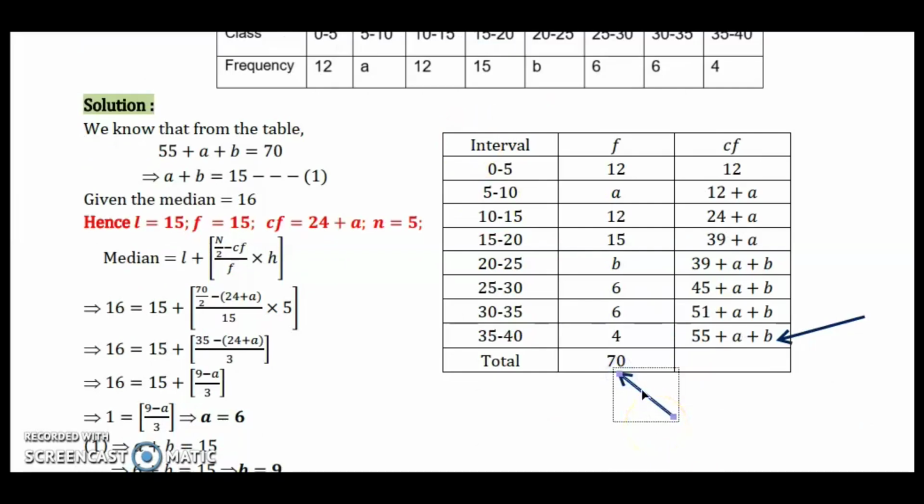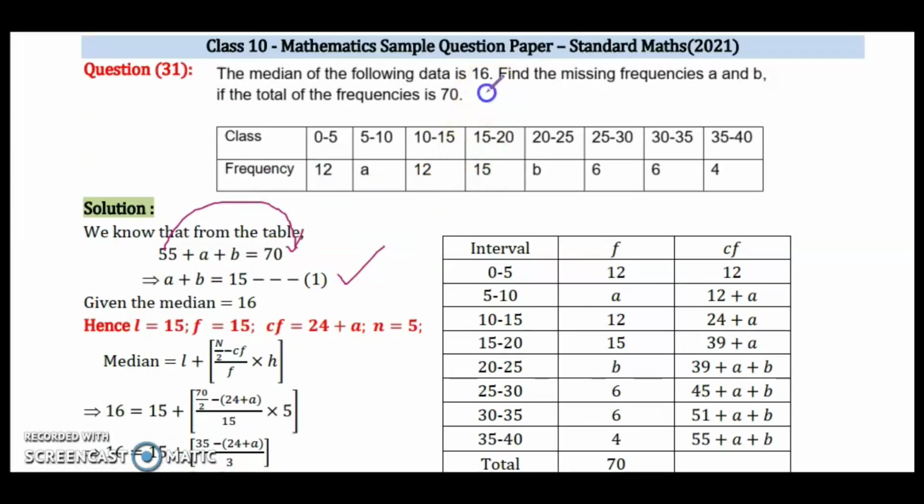Therefore, what is the observation here from the table? Usually these two numbers match, right? Take this observation and put it in our problem. Therefore 55 plus A plus B equal to 70. By bringing this to the other side, I am getting A plus B equal to 15. This is one equation. What is another thing given here?